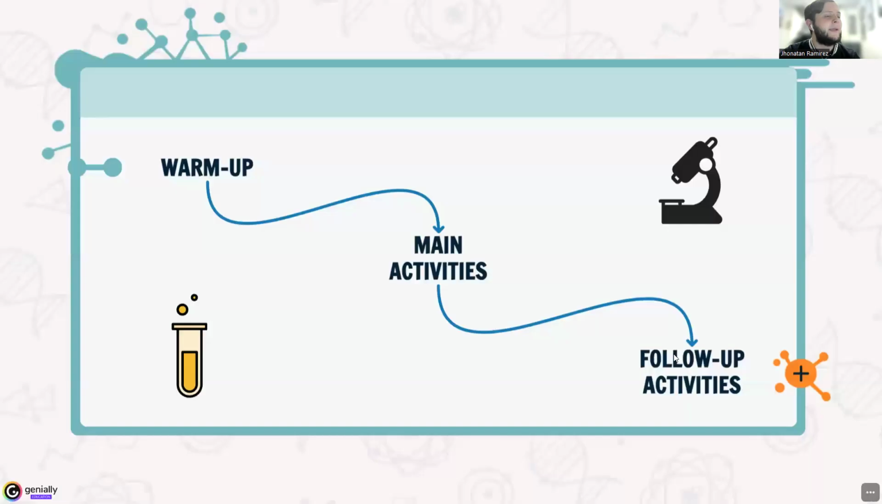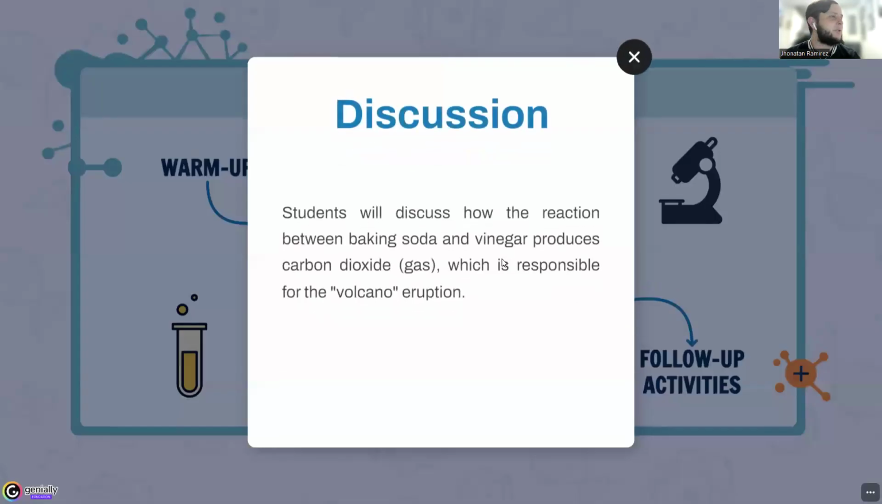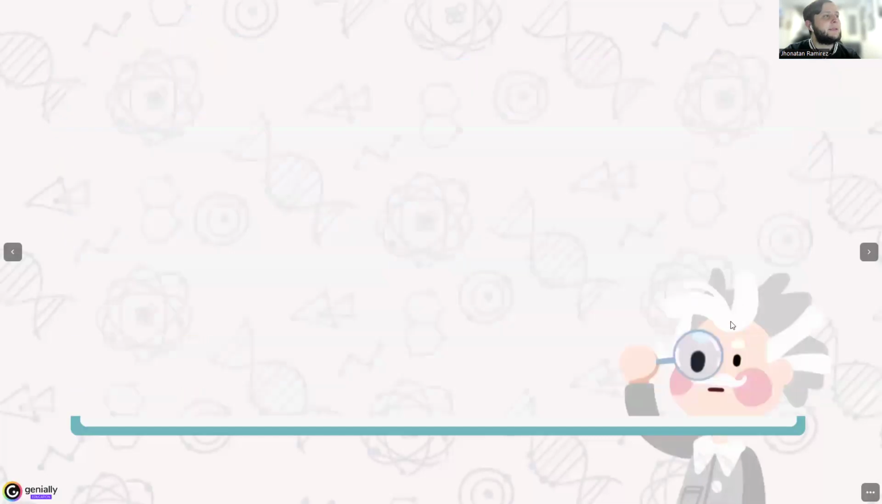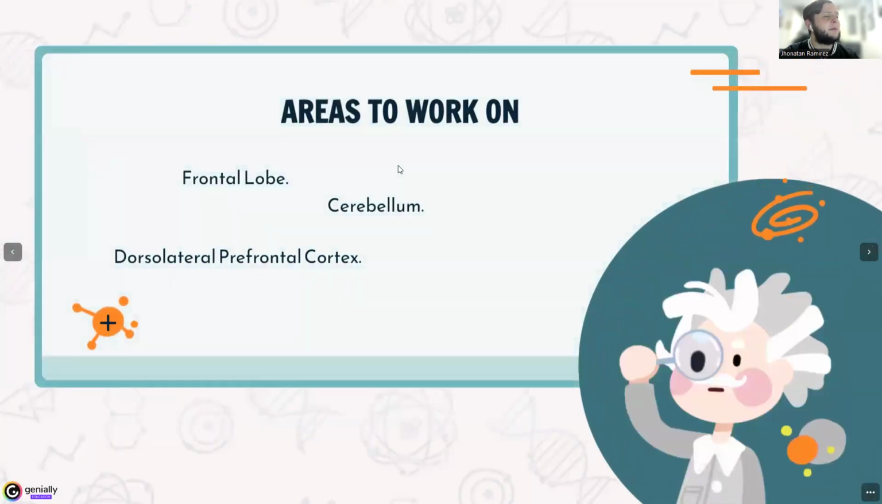Okay. And in the follow-up activities, they will continue practicing their speaking skills. They will discuss how the reaction between baking soda and vinegar was. Okay. And finally, the skills that we are practicing on are going to be the frontal lobe, the cerebellum, and the dorsolateral prefrontal cortex. Okay, because for example, when we are making experiments with our hands, when we are touching, when we are analyzing and having critical thinking about the possible results, those are going to be the most important.